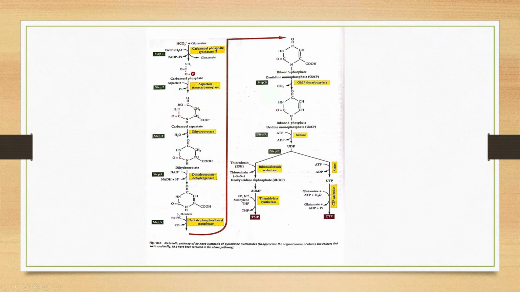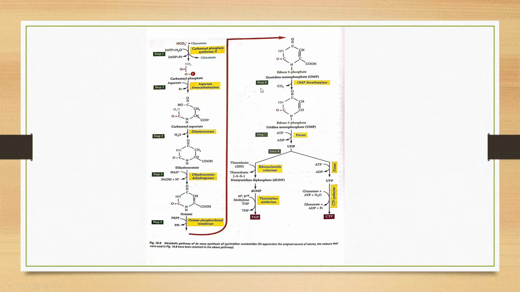Step 5, PRPP donates ribose 5-phosphate, and that is now added to orotate. Adding PRPP produces OMP, orotidine monophosphate. So PRPP is added to form orotidine monophosphate, catalyzed by orotate phosphoribosyl transferase.